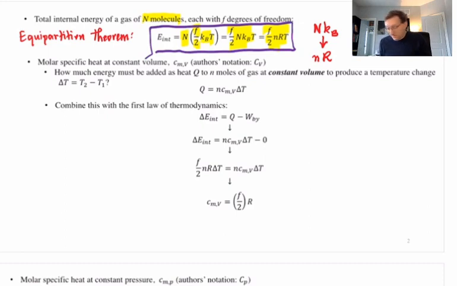You need to know 3 things. How much gas do you have, either in terms of big N or little n? How many degrees of freedom does each gas molecule have, F? And what's the temperature in Kelvin, T?